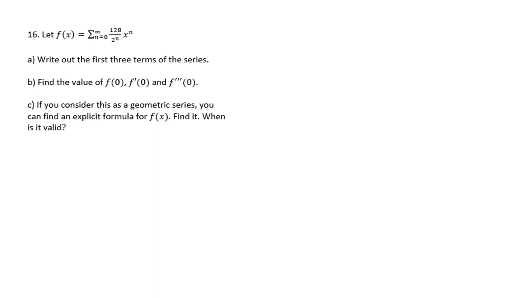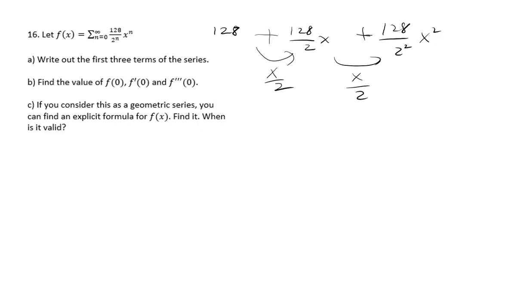Let's think about the last question. If you consider this as a geometric series, you can find an explicit formula for f of x. Well, is that really a geometric series? Let's see. We had 128 as the first one, and then the next one was 128 over 2 times x. The next one was 128 over 2 squared times x squared. Oh, so you can see that when you write them out explicitly, every time you move to the next one, you multiply by x over 2. So your r is x over 2, whereas your a is the very first one.